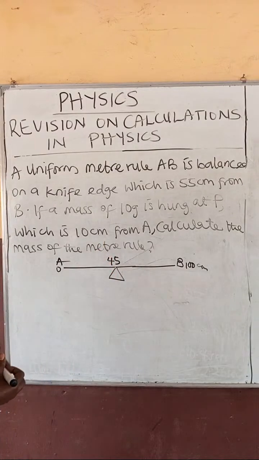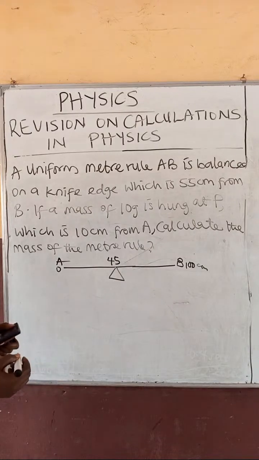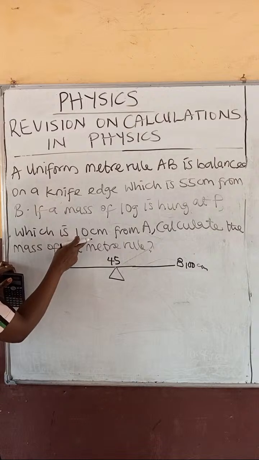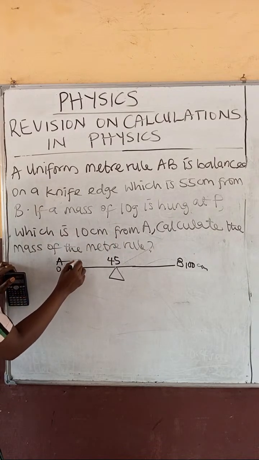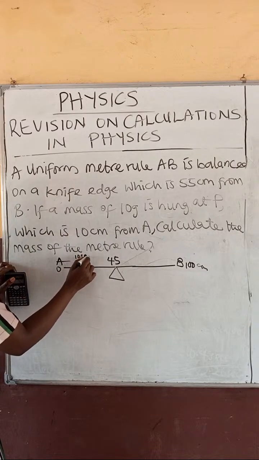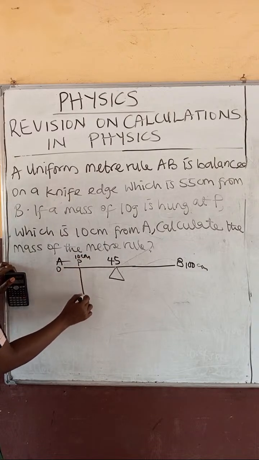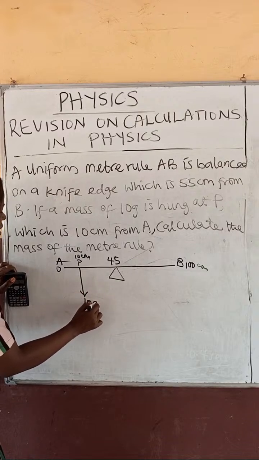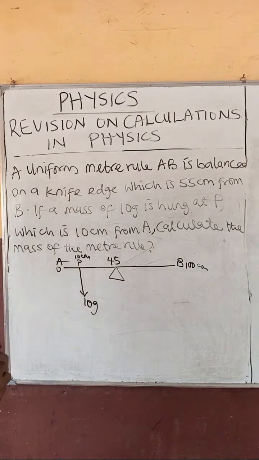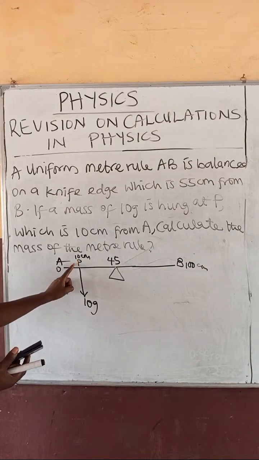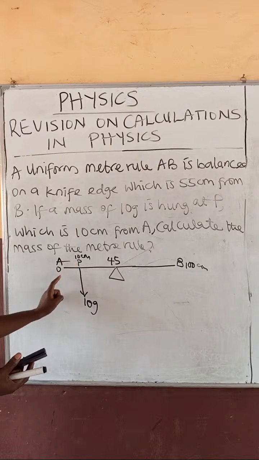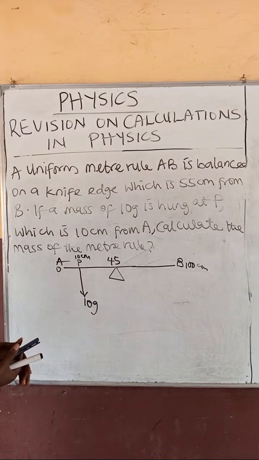Okay? All right. If a mass of 10 grams is hung at P, what is P? P is 10 cm from what? From A, and A is 0. And here is P. That means P should be kept at what? This is 10 centimeter, okay? Now we hang a mass of what? 10 grams. Do you understand? We are going to hang a mass of 10 grams at P. But P is 10 cm from where? A. But my A is what? 0. Okay? Calculate the mass of the meter rule.